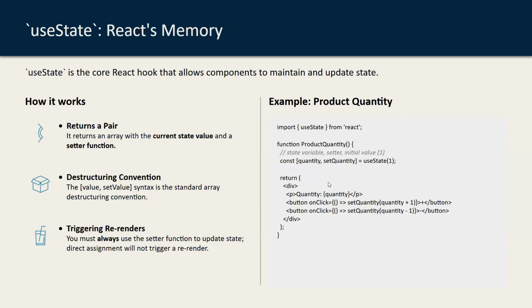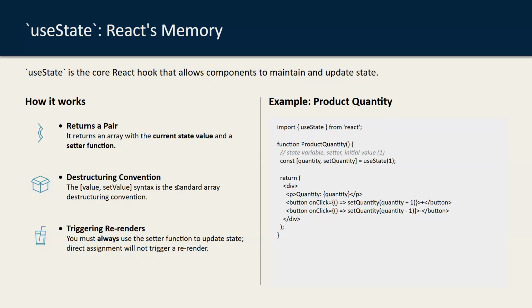This is just one particular example that you can see on the right side of your screen. The first item is the current value, and the second item, set quantity, is the function we use to change that value. The value inside useState(1) is the initial state, so this component starts with a quantity of 1. The important rule is that we should always use the setter function to update the state. If we try to directly change the variable ourselves, then React will not re-render correctly.